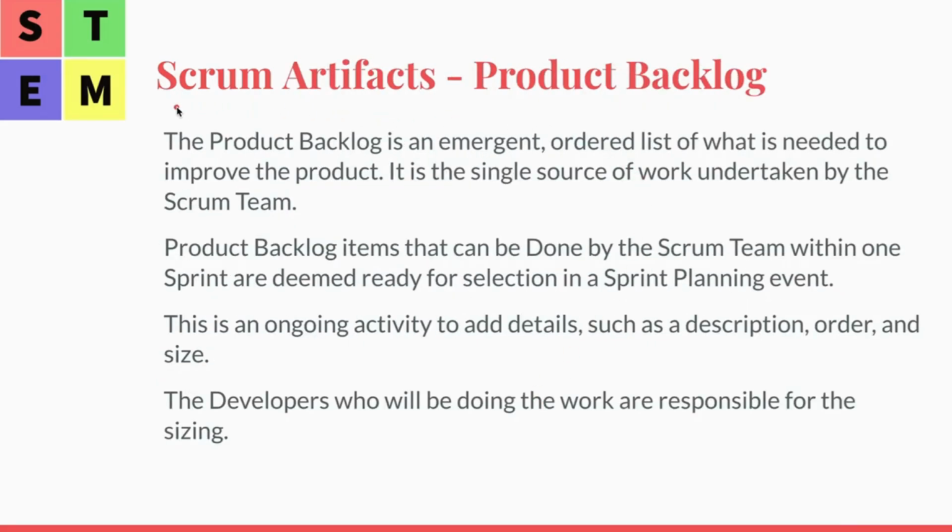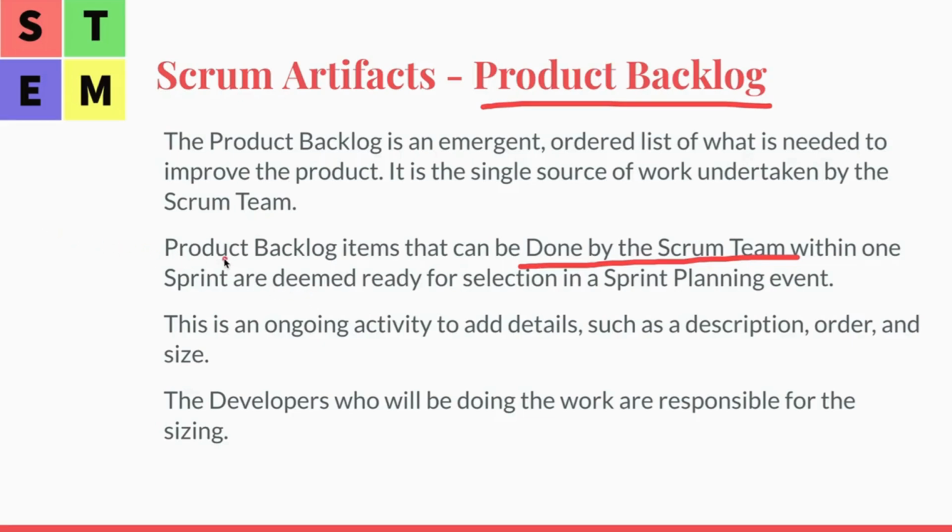Now let's talk about Scrum artifacts. The first one, product backlog. The product backlog is an emergent, ordered list of what is needed to improve the product. It is the single source of work undertaken by the Scrum team. Product backlog items that can be done by the Scrum team within one sprint are deemed ready for selection in a sprint planning event. This is an ongoing activity to add details such as description, order, and size. The developers who will be doing the work are responsible for sizing. So there is a lot of information there.